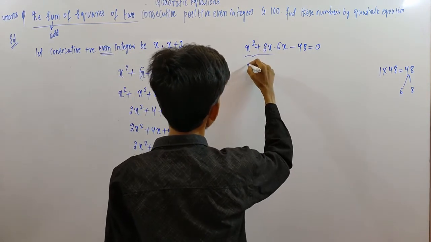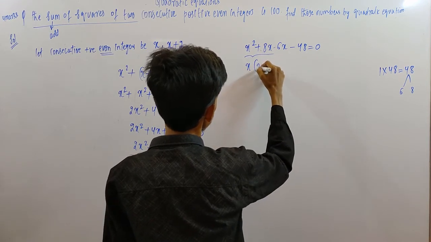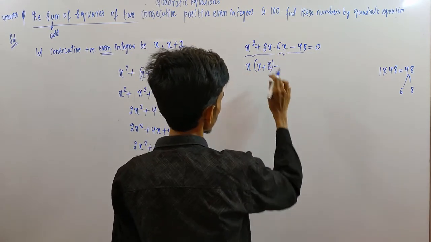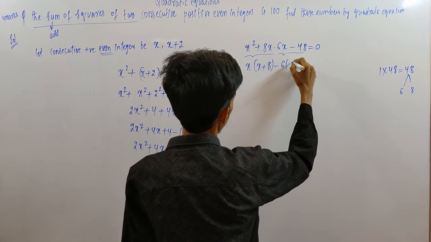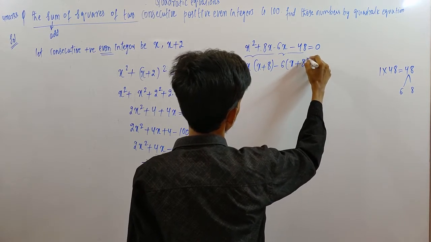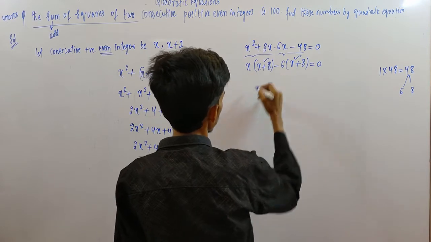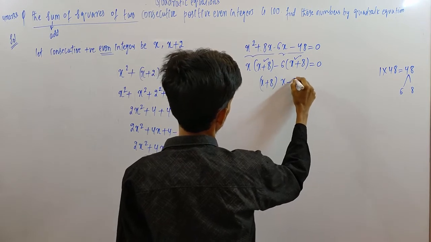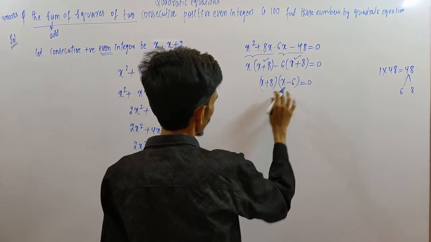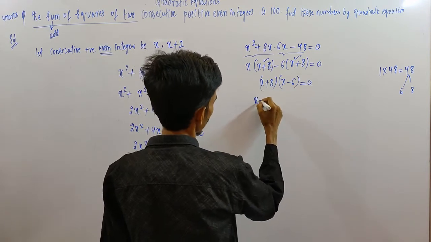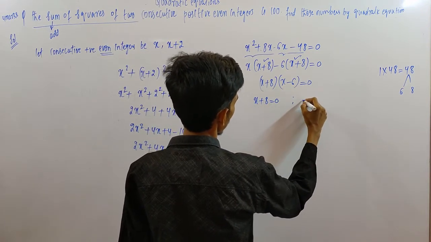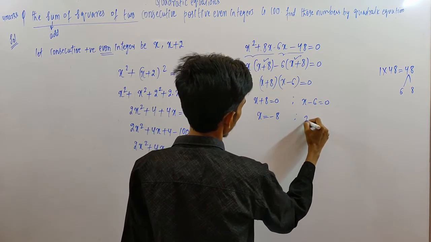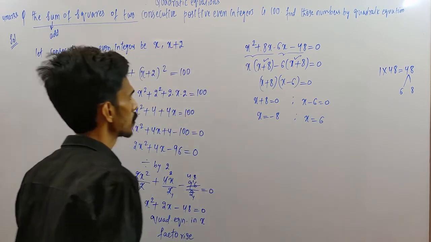Now take common from these two terms. We have x common. So take x plus 8. Out of these two terms, take minus 6 common. We have minus 6. Now we are left with x plus 8. Now these two are same. Take common x plus 8. Now we have x minus 6. Equate these two factors to 0. We have x plus 8 equals 0, x minus 6 equals 0. So we have x equals minus 8 and x equals 6. We have two values of x.